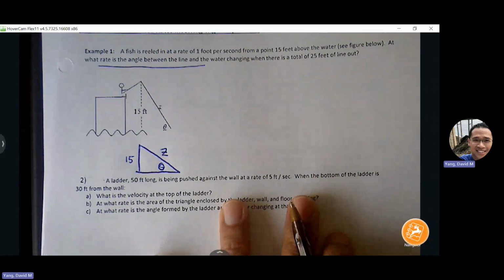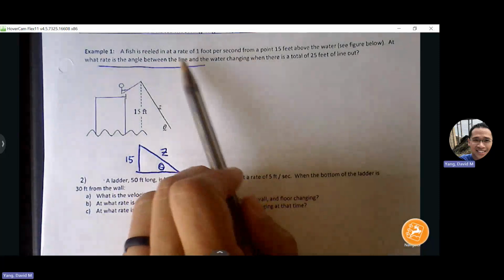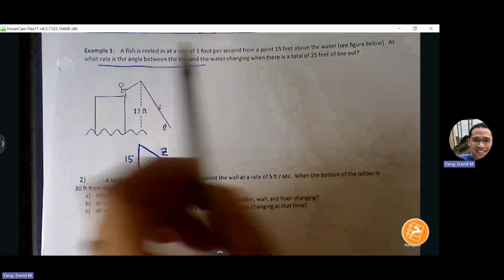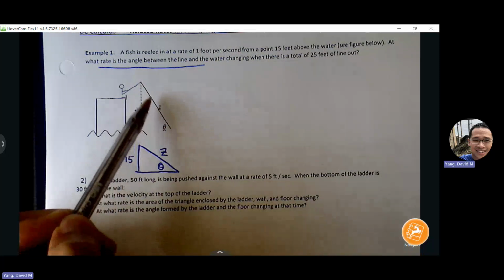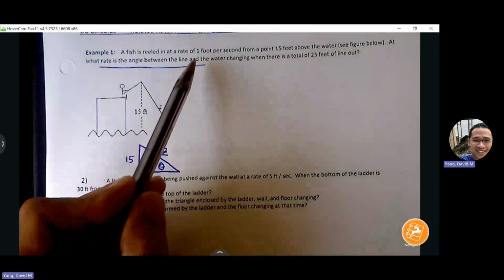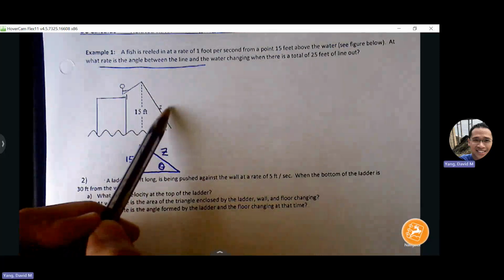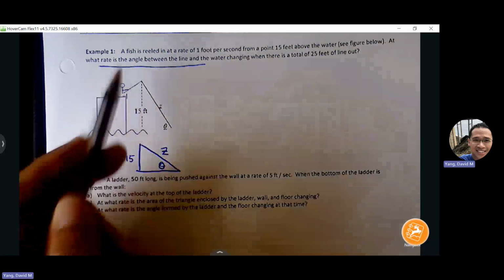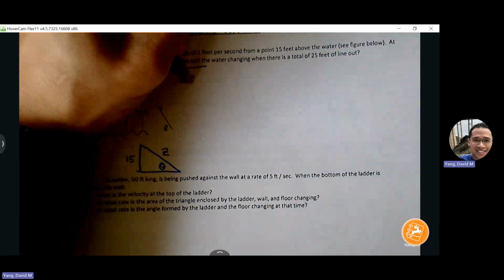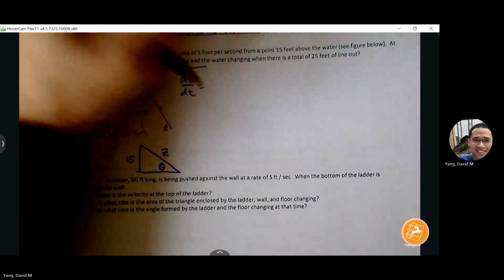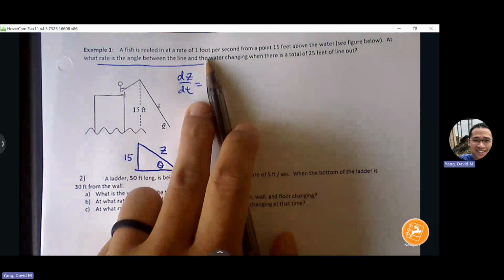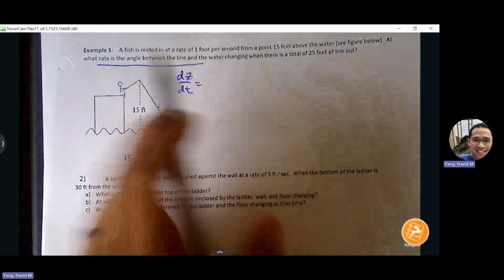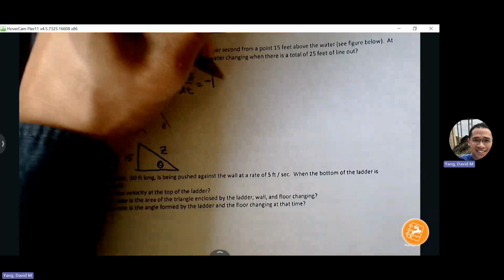All right, let's gather some information here. The fish is being reeled in at a rate of 1 foot per second. So we know that is going to be how fast z is changing. But is there an adjustment we have to make with that one? We know it's going to be dz/dt. Any adjustment with that dz/dt? What's happening to this line here? Right, it's getting shorter, right? So we want that to be a -1 feet per second.